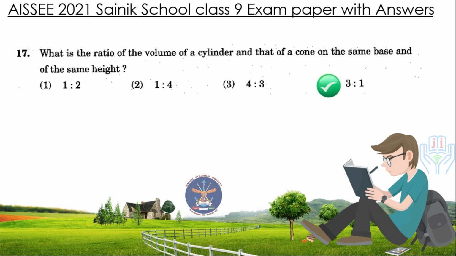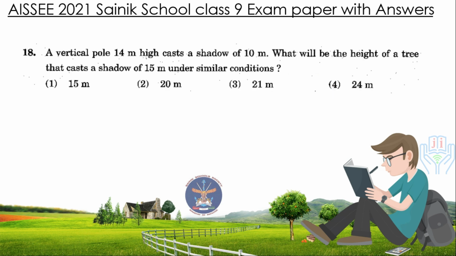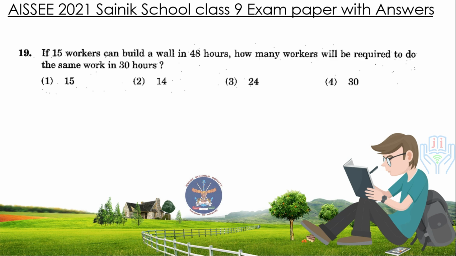Answer 3:1. A vertical pole 14 meter high casts a shadow of 10 meters. What will be the height of a tree that casts a shadow of 15 meters under similar conditions? We need to find the height of a tree. Answer 21 meters.